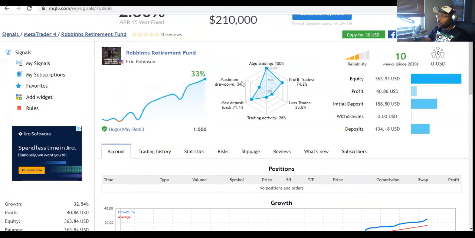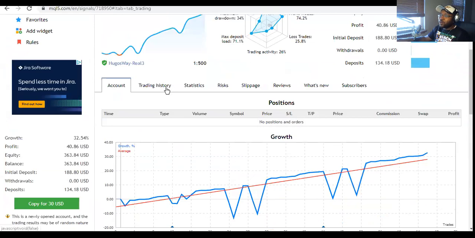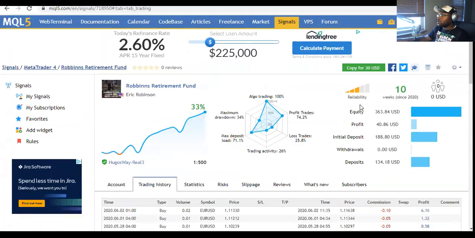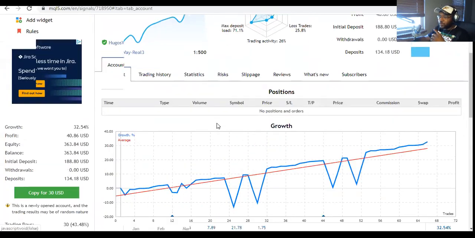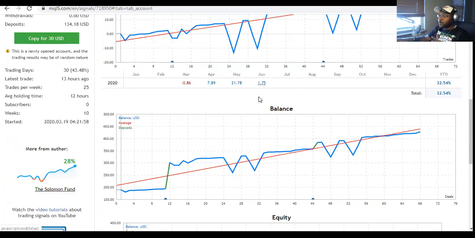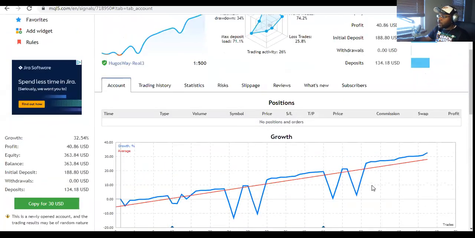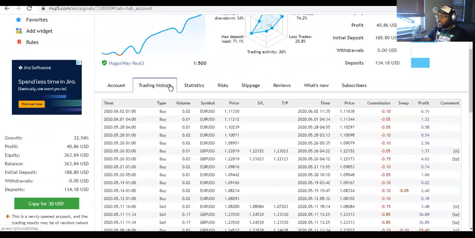Max drawdown is 34%. Algo trading 100%. Algo trading 74% win rate. You see it's 10 weeks, and you'll see it's been trading for quite some time. You know, losses, wins, it comes back, it hedges, so it's winning, it's winning.